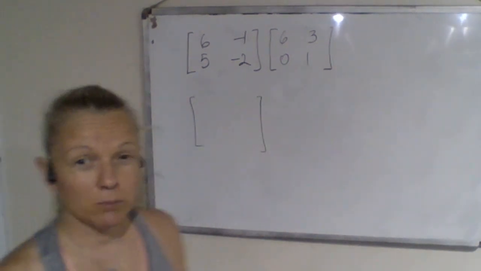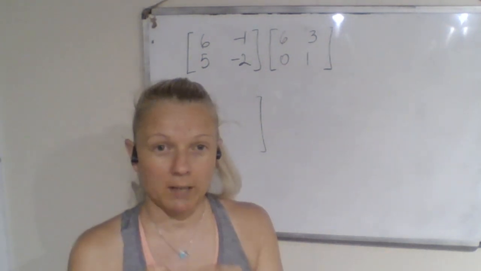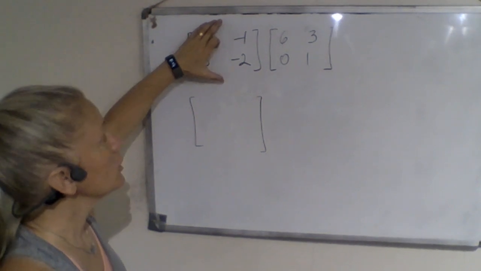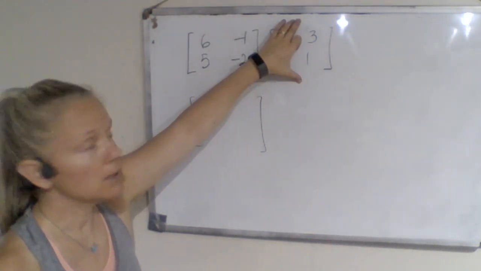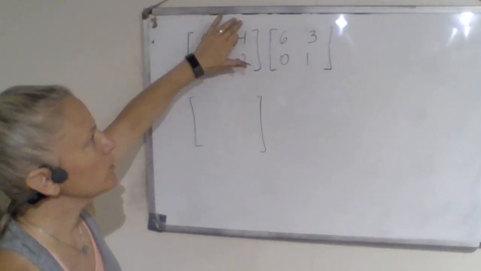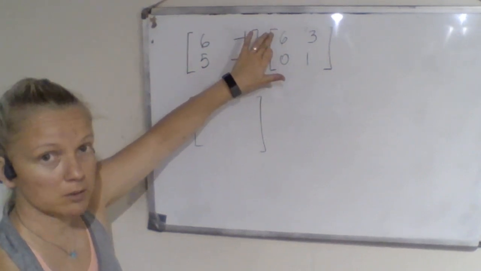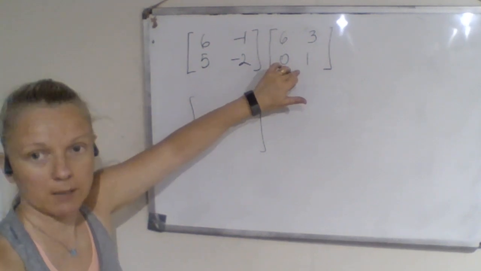Remember, the first thing you want to remember is this. In order for you to be able to multiply 2 matrices, the number of columns of your first matrix should equal the number of rows of the second matrix. Number of columns on this, 2 columns, needs to equal the number of rows on this, 2 rows. If they don't, you can't multiply them. So you go, I have 2 columns. Do I have 2 rows here? Then I'm good to go.